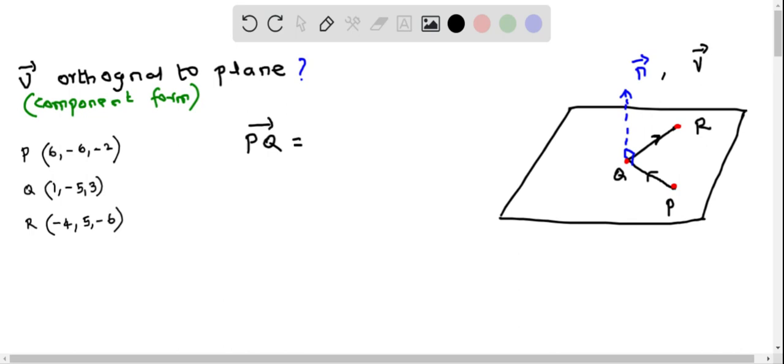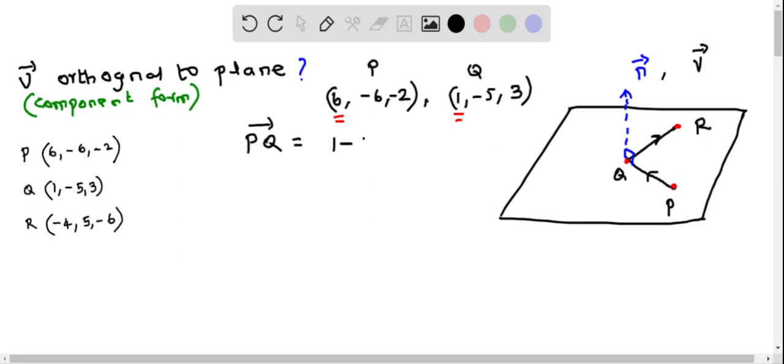So let me write down the points on the top: 6, -6 and -2 is the point P, and the point Q is 1, -5 and 3. So when we have to find the PQ vector starting from the point P and terminating at Q, we have to do the subtractions like this. That is, we take the first component 1 and subtract 6 from that. Basically, we have to take the component from the terminal point of that vector.